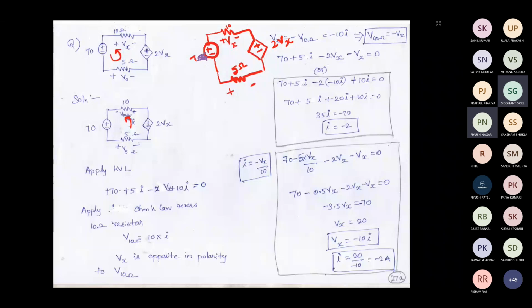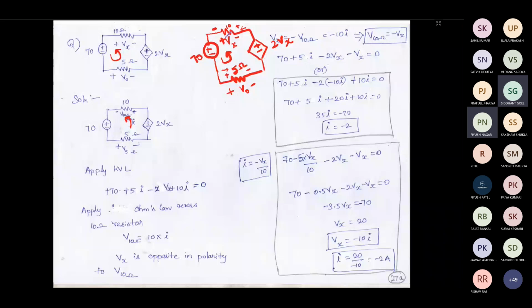Now I am assuming the current direction like this. When I assume the current direction like this, I will consider the polarity for this 5 ohm resistor as plus minus like this because current is entering this polarity. Then for this 10 ohm resistor, I will consider the polarity like this because the current is entering this terminal. Since the current is entering this terminal, I will consider polarity positive here and negative here.